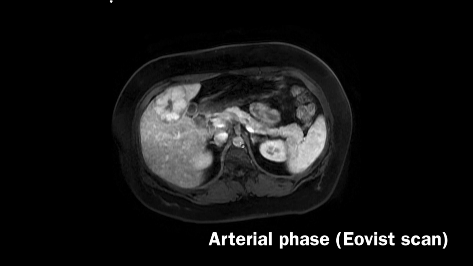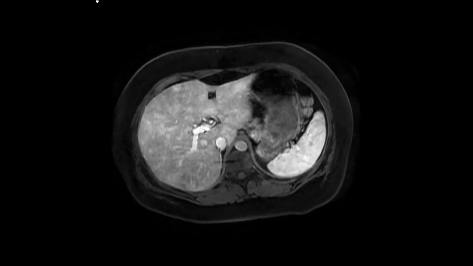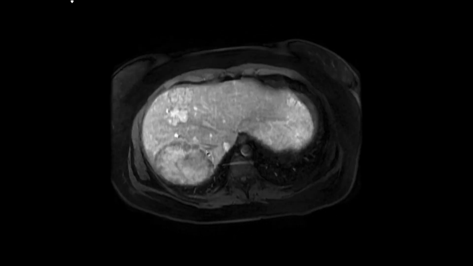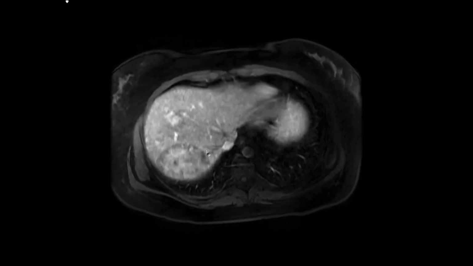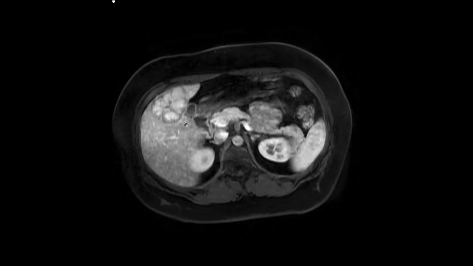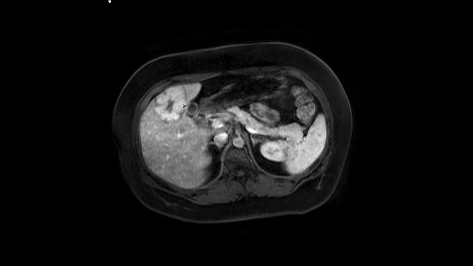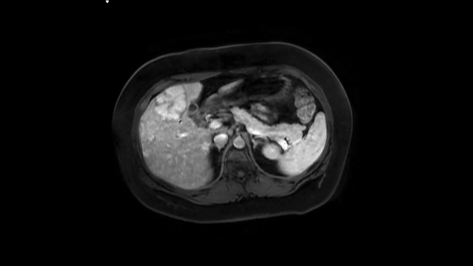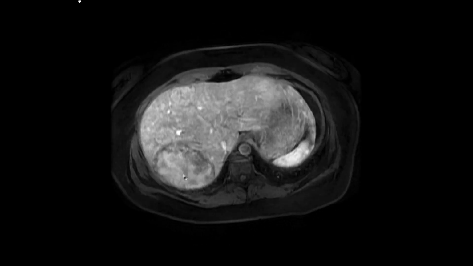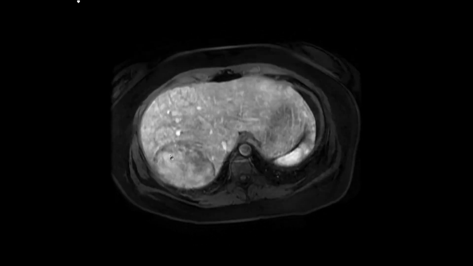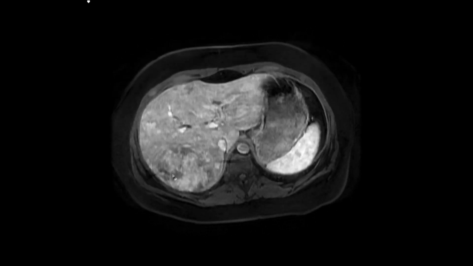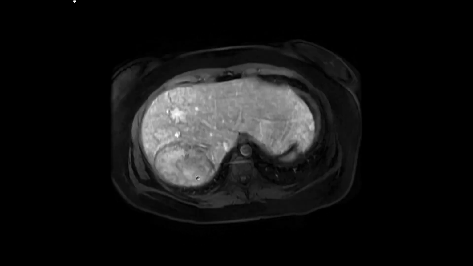So the artery is quite well opacified, the portal vein is opacified, and the hepatic veins are just starting to opacify, so this is a little bit late. But you can see that this lesion down here demonstrates arterial enhancement around a non-enhancing central scar. These other lesions, there are multiple of them, but let's focus on this big one for now. This one that was quite T2 hyperintense also has some arterial enhancement. It's a little bit more heterogeneous, and there are non-enhancing areas as well.